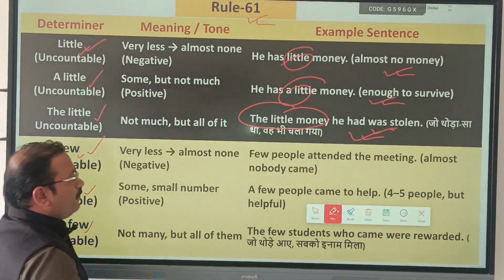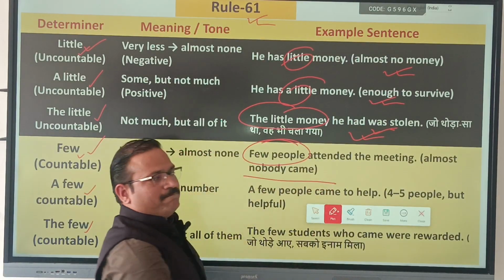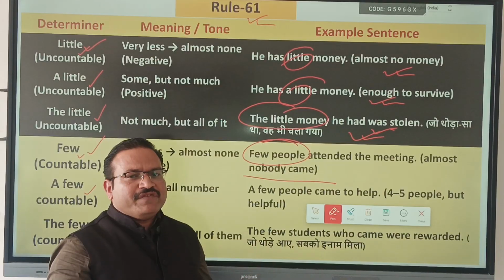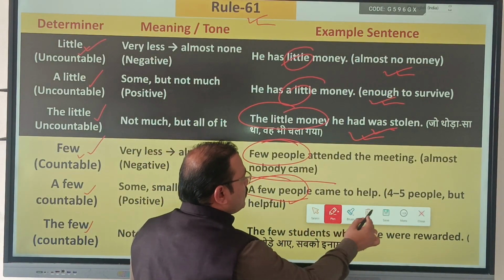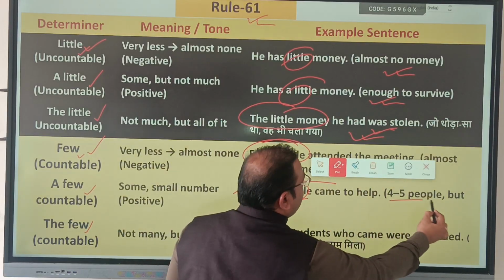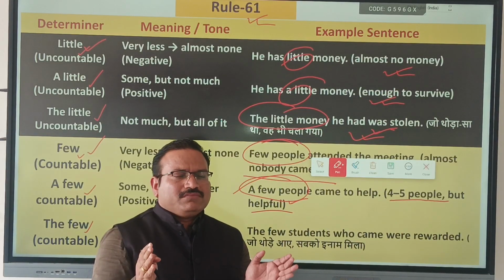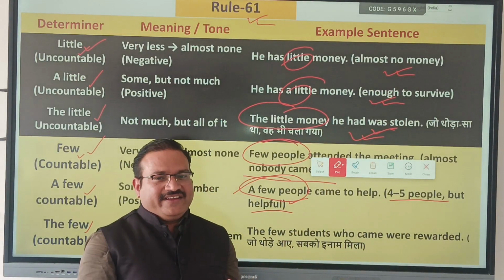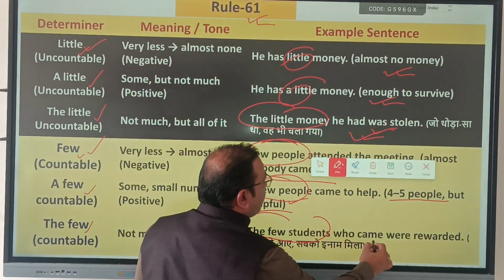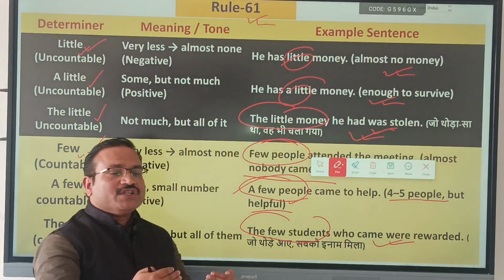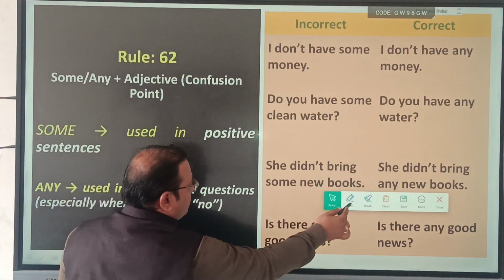Same, you can see few people attended. Few people attended means almost nobody came. Number was very very less, unimportant. A few people came means what? 4 or 5 people, but helpful. People were not good in number, but yes, काम चलाऊ कुछ लोग आ गए थे. The few students who came were rewarded. The few students means all of the few who came were rewarded. Move to the next rule.